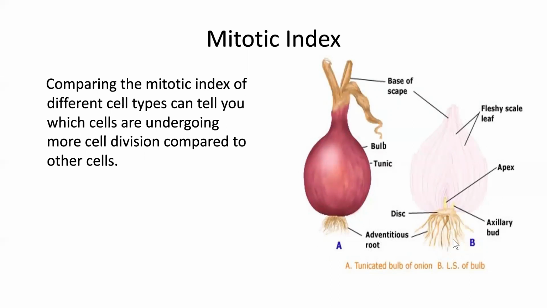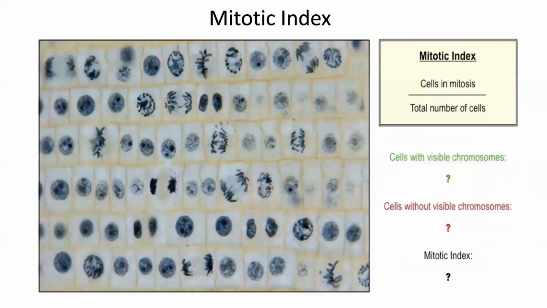And the reason I'm showing you an onion is because these roots are really active mitotically. They're doing a lot of division. So we often use this in the lab to show this as an example. This is what it looks like if we were to zoom in on that root of the onion. All of these yellow boxes are the cell walls.